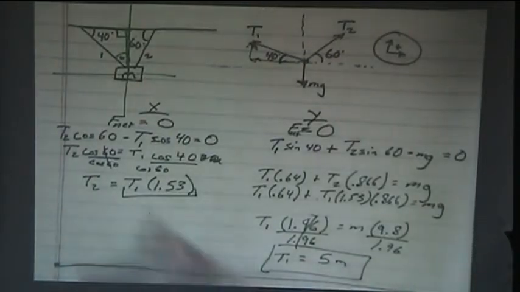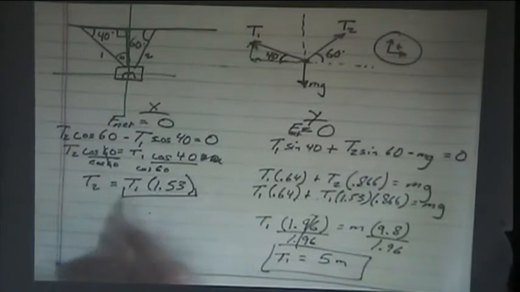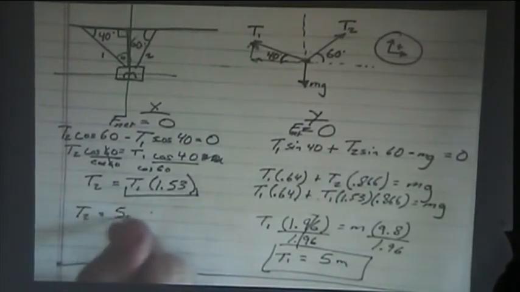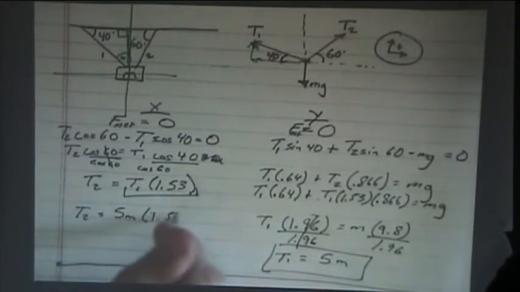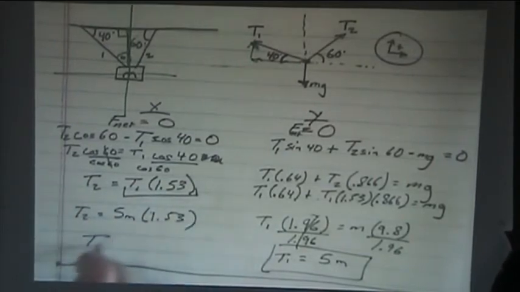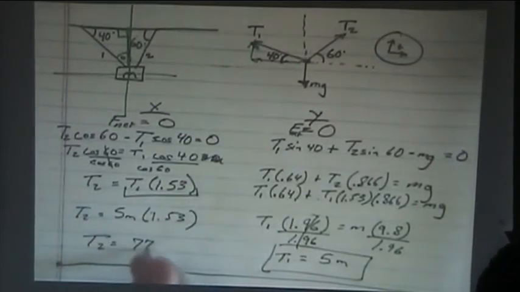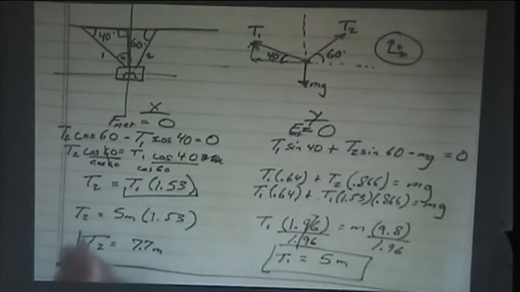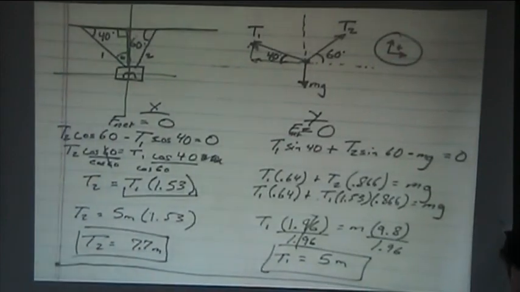I can plug that in right here. T2 would equal 5m times 1.53. T2 is 7.7m. So if the mass was 10 kilograms, T1 would be 50 newtons, and T2 would be 77 newtons.